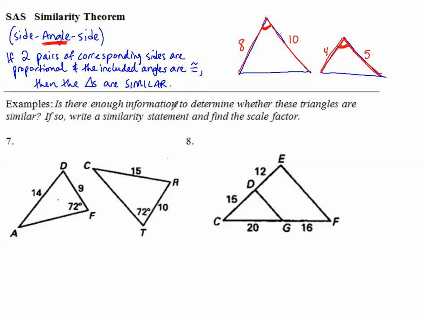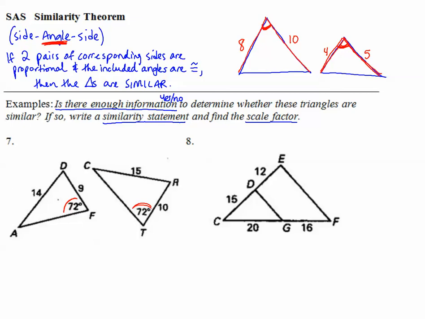Is there enough information to determine whether these triangles are similar? So that's a yes or no question. If yes, write a similarity statement and find the scale factor. Let's look at the first one. I do see a pair of congruent angles. That's promising. I don't see a second pair, so I'm not using angle.